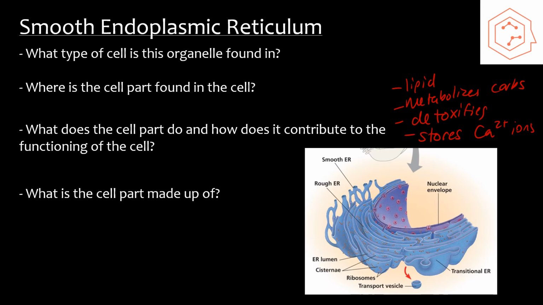So the cell part is, once again, continuous with the nuclear envelope, continuous with the rough endoplasmic reticulum as well, and it also accounts for half of the total membranes in many eukaryotic cells. Combined with the rough endoplasmic reticulum, it accounts for half of the total membranes. The internal compartment, once again, is also known as the ER lumen, but the surface is smooth and it's lacking ribosomes, just like I've mentioned. A dysfunction results in Huntington's disease.